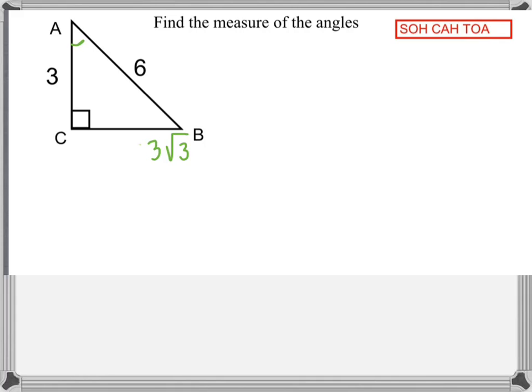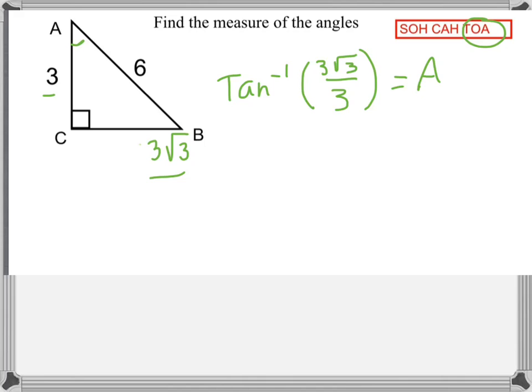Okay, there's many different things I could set up. If I wanted to use 3 and 3 root 3, according to A, that is the opposite and the adjacent side, and the trig ratio that's set up for opposite adjacent is tan. So what I could use is, I could say the tan inverse of the opposite, which is 3 root 3 over 3, is equal to A.